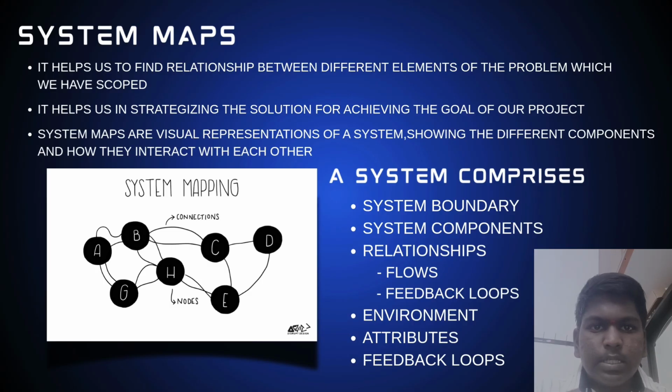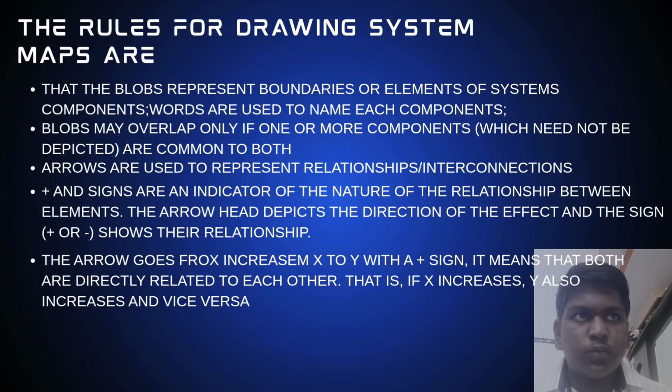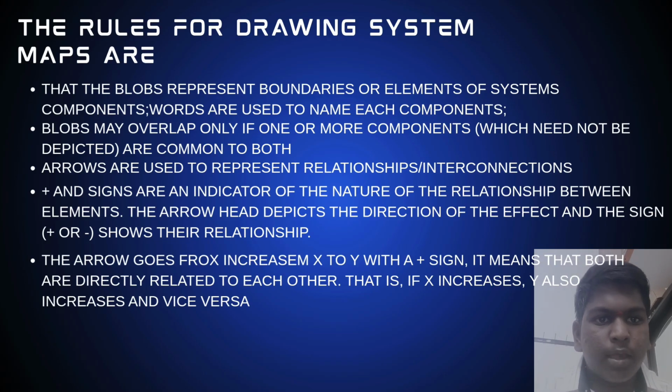Next, we are going to see about system maps. What is a system map? It is the relationship between the different elements of the problem which we have scoped, and it gives us some strategizing of the solution for achieving a goal regarding the project. A system map is a visual representation of a system. And a system comprises a system boundary, system components, relationships in their flows and feedback loops, environment, attributes and feedback loops. And there is a set of rules for drawing system maps, and I gave some rules in the presentation, and here you can look at it.